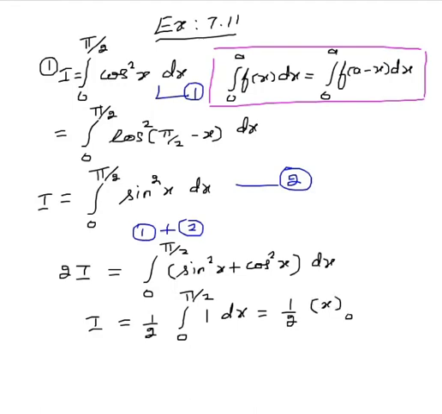Integral of 1 is x and the limits are 0 to pi by 2. So half into upper limit is pi by 2, lower limit is 0. Therefore the answer is pi by 4.